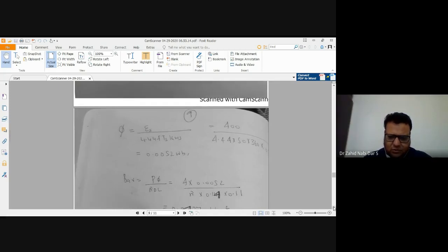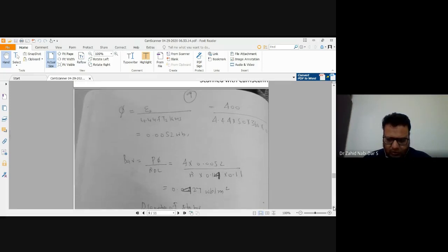Now your average flux density is phi P by pi D L. P is the number of poles, which is 4. Your flux you calculated, 0.0052. Your diameter is given, 0.14 meter, and length is given, 0.11 meter. So you can take that, and you get your average flux density.